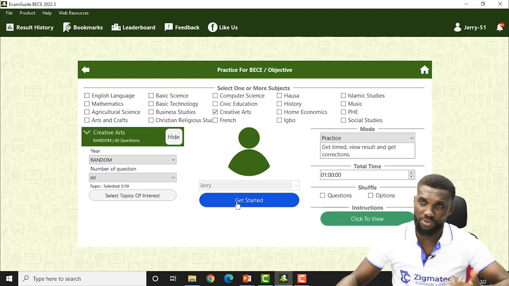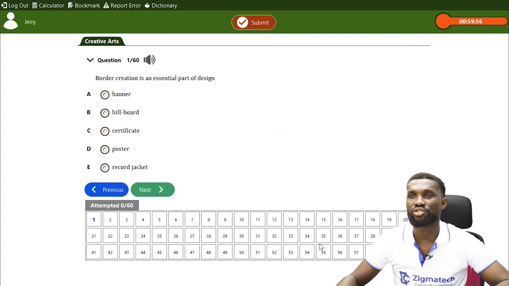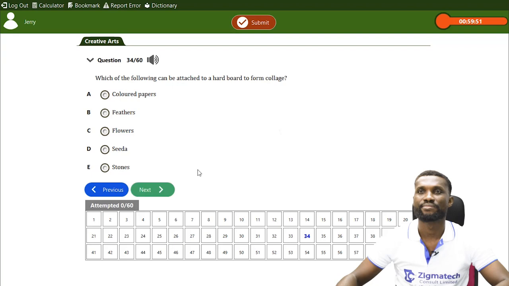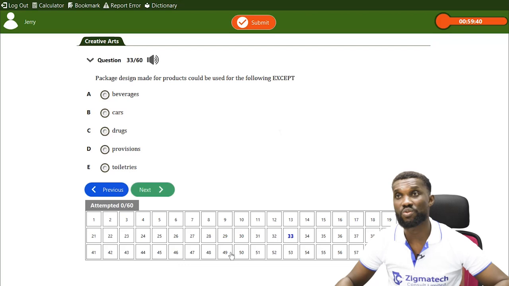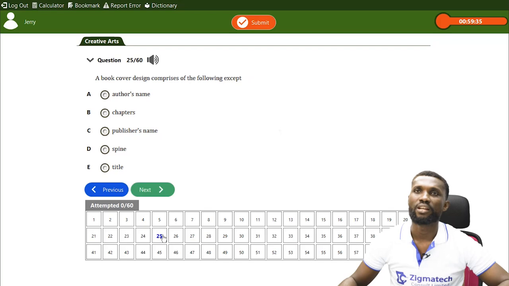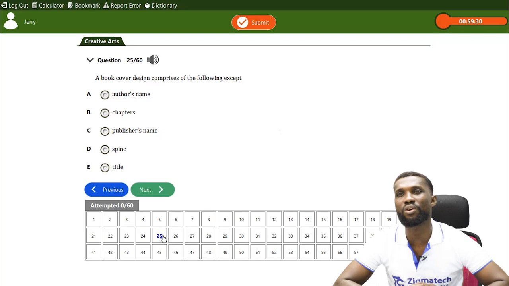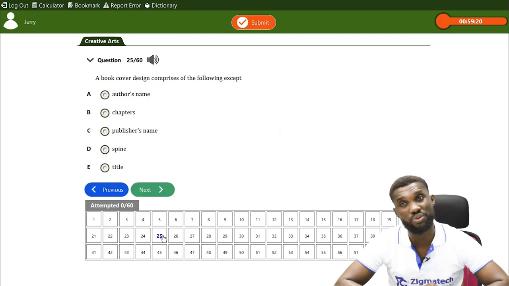All right, now let's see question number... Let's try this, see what we have here. Okay. So let's try question number 25. Let's see what 25 has for us. Okay, a book cover design comprises of the following except one: author name, chapter, publisher's name, spine, and title. A book cover design comprises of the following except what?